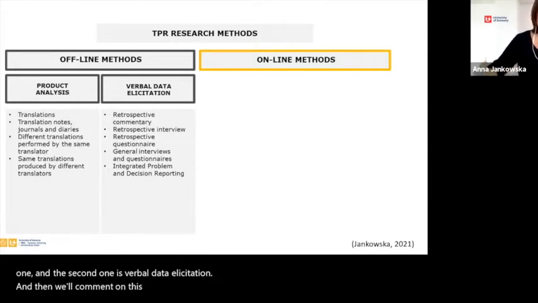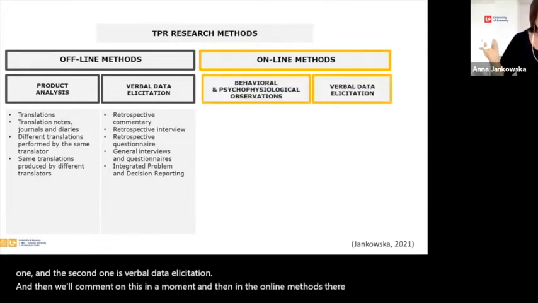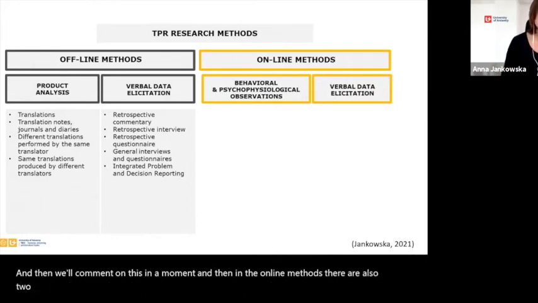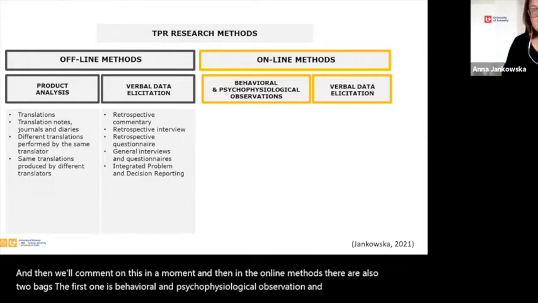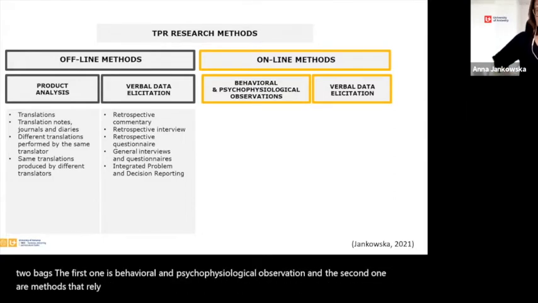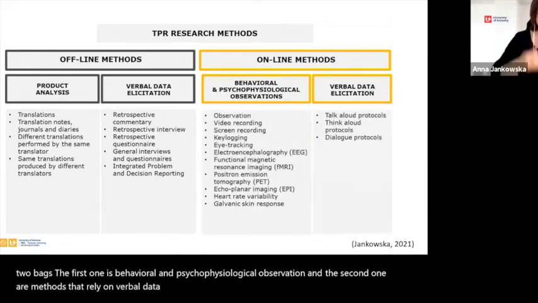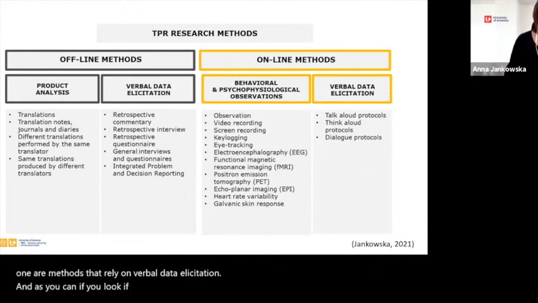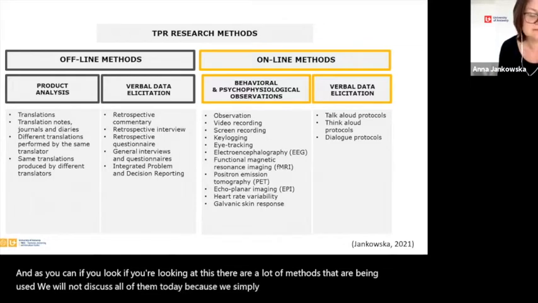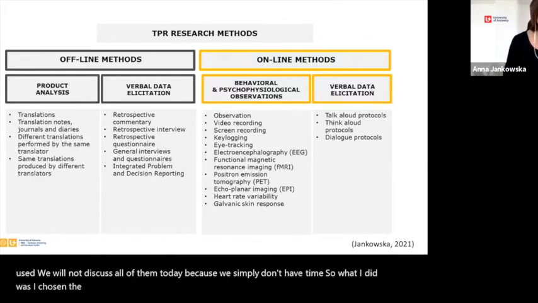And then in the online methods, there are also two bags. The first one is behavioral and psychophysiological observation. And the second are methods that rely on verbal data elicitation. And as you can see, there are a lot of methods that are being used. We will not discuss all of them today because we simply don't have time. So what I did was I chose the ones that have been used in AVT or media accessibility to show you how they have been used and what they are actually doing.